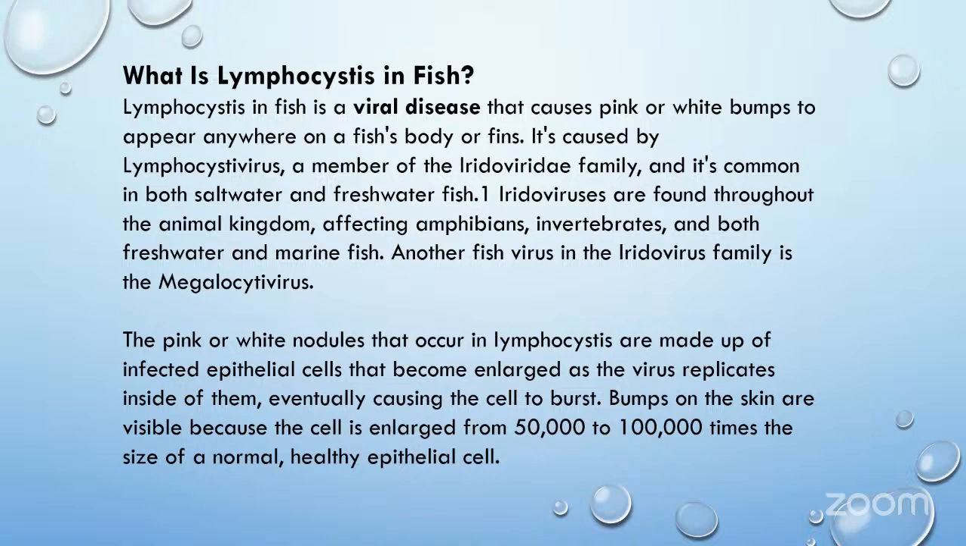Another fish virus in the iridovirus family is the megalocyte virus. The pink or white nodules that occur in lymphocystis are made up of infected epithelial cells that become enlarged as the virus replicates inside of them. So the virus starts reproducing inside, the number increases, eventually causing the cell to burst. The bumps on the skin are visible because the cell is enlarged from 50,000 to 1 lakh times the size of a normal healthy epithelial cell. Because of this abnormal increase in size, the cells burst.